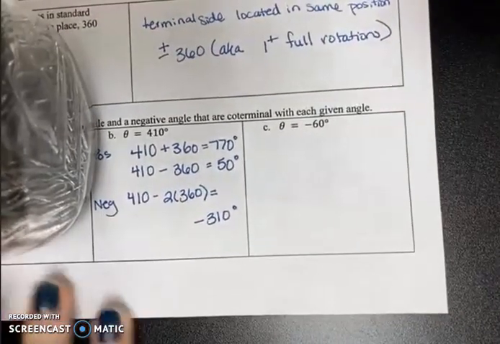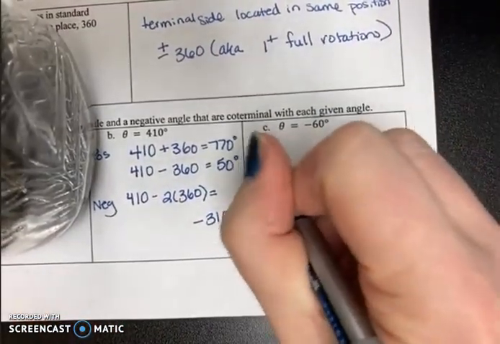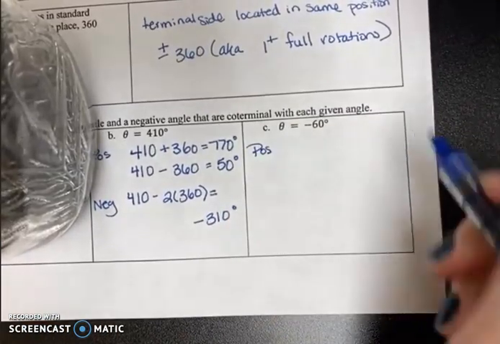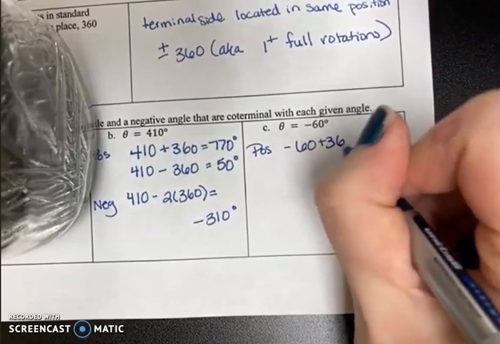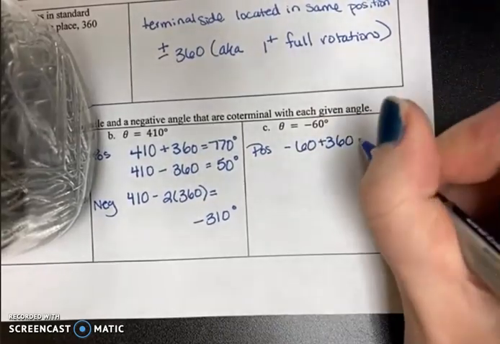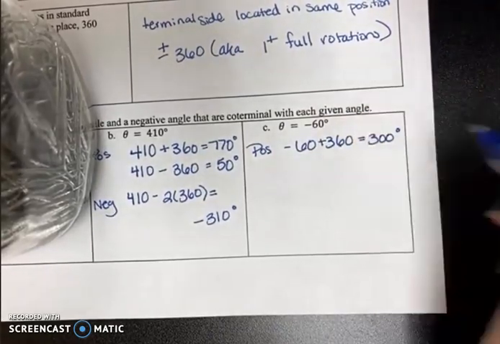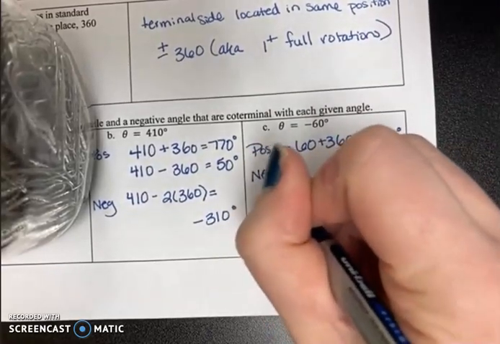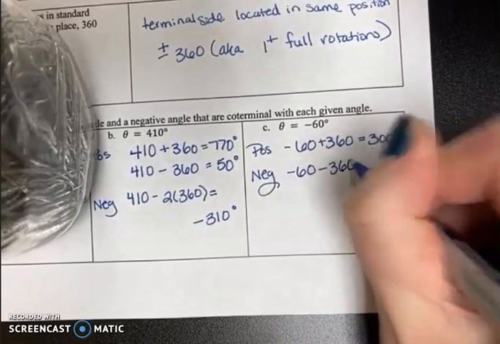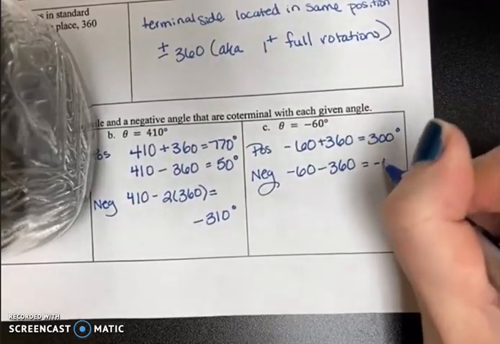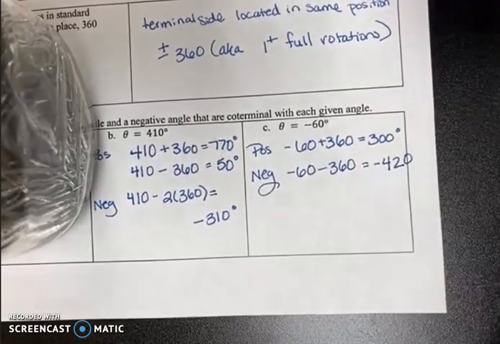Part C is a negative theta, so if I want a positive coterminal angle, I'm going to have to add 360 to negative 60 degrees, and that would give me 300 degrees. And if I wanted a negative coterminal angle, I'm going to subtract 360, and that would give me a negative 420.